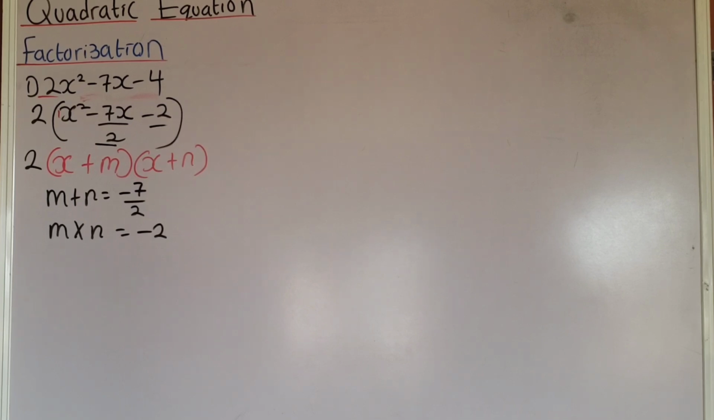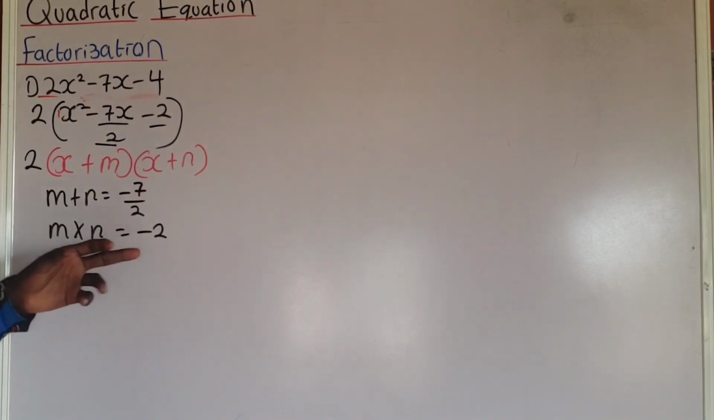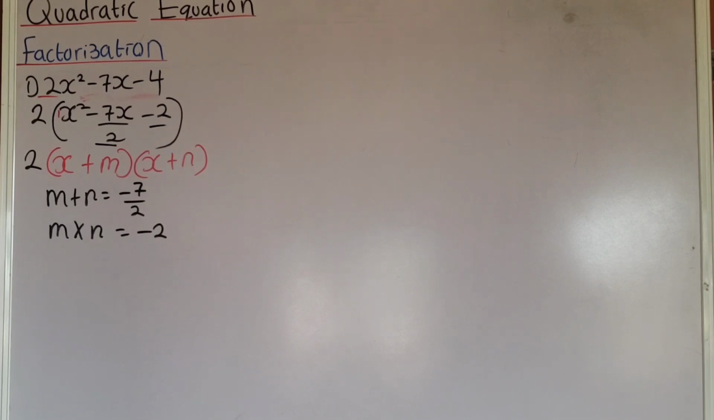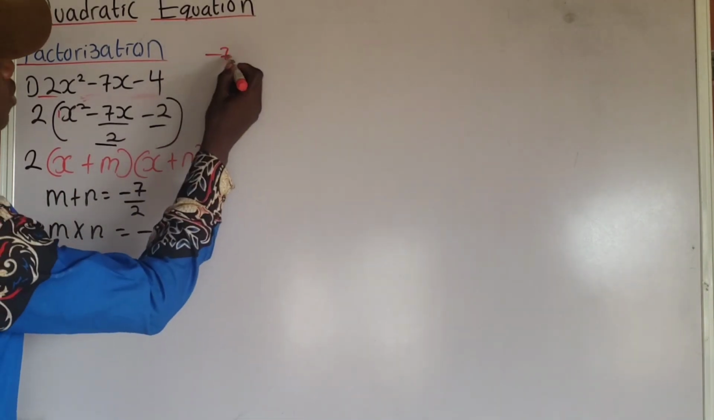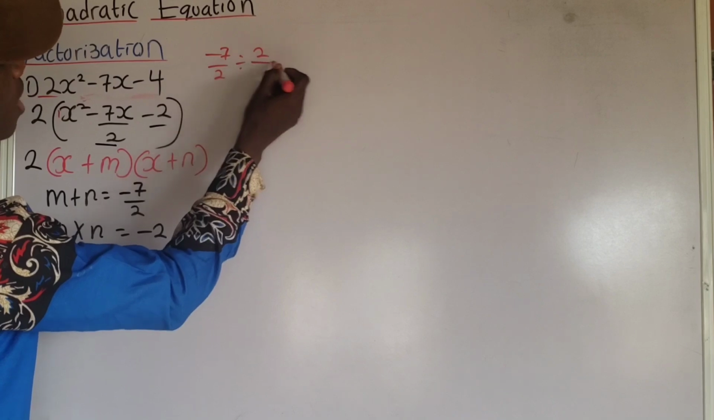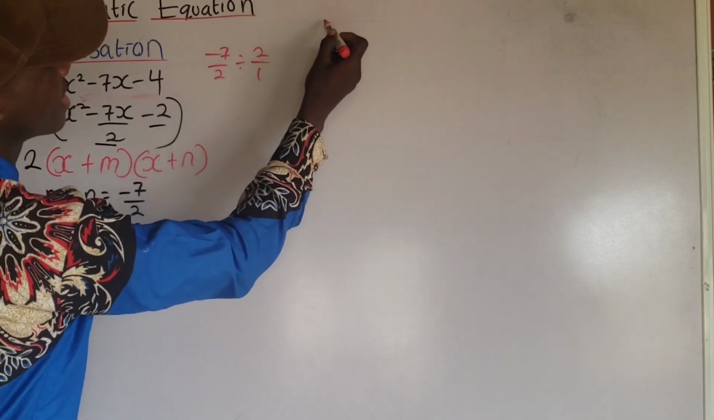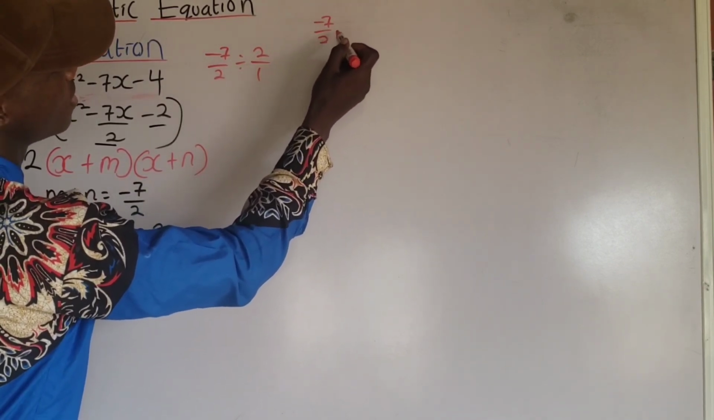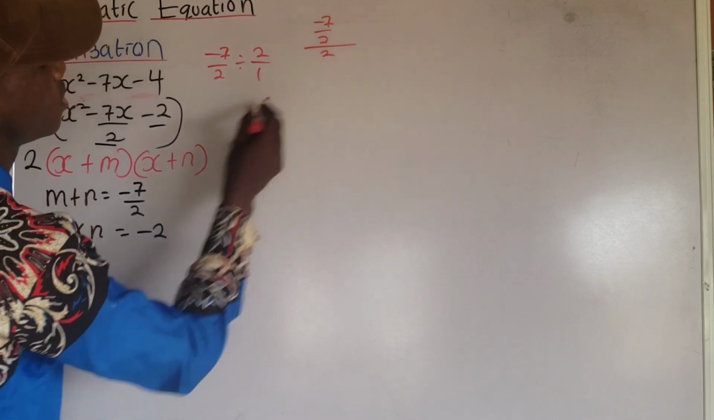Having done this, the next step is that you have to take the half of the sum. The sum is m plus n, which is equal to negative 7 over 2, and the product is m multiplied by n, which is negative 2. The next step is to take the half of the sum. So half of the sum simply means half of negative 7 over 2. Here I'm going to have negative 7 over 2 divided by 2 over 1, which means negative 7 over 2 all over 2.